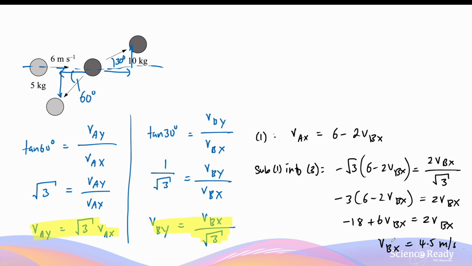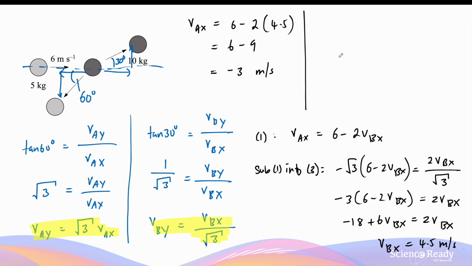Now that I found the value of VBX, I can substitute this value of 4.5 into my first equation. So here I have VAX is equal to 6 minus 2 times 4.5. So this will be 6 minus 9, and I get a value of minus 3 meters per second.